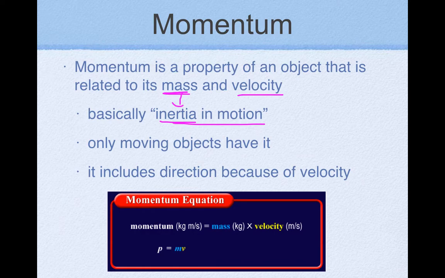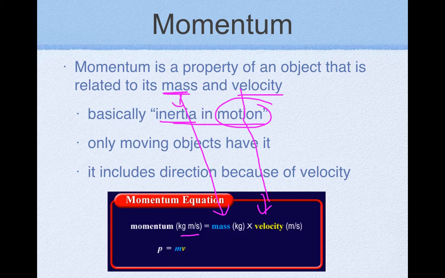Key takeaway here is, because you have to be in motion, only moving objects have momentum. So if an object is at rest, it does not have momentum. Because velocity includes a direction, technically momentum includes direction as well. So if we look at the formula here, we've got momentum, units kilogram meters per second, equals mass in kilograms times velocity in meters per second.